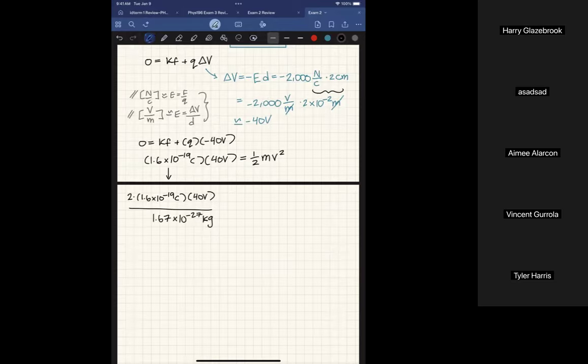Definitely remember that. There's going to be a lot of proton electron questions in there, and you definitely need to know the mass. And we'll square root the whole thing. And that's going to give us the final velocity of our proton when it's at the negative plate. And just to calculate this out really quick. That's very fast.